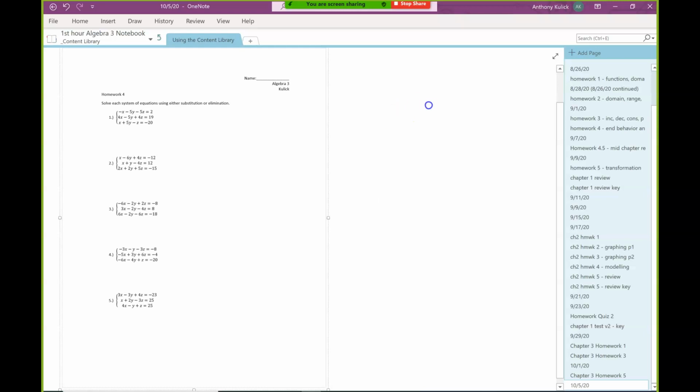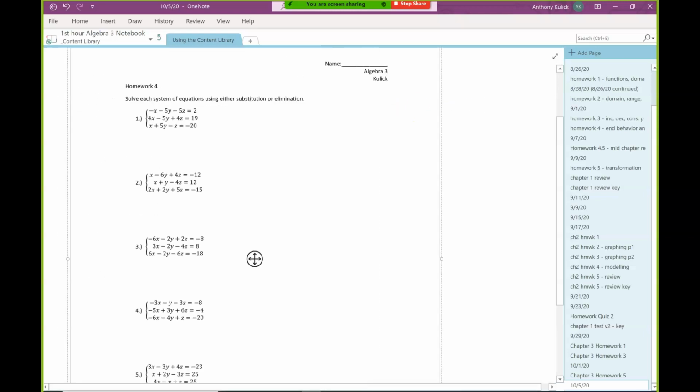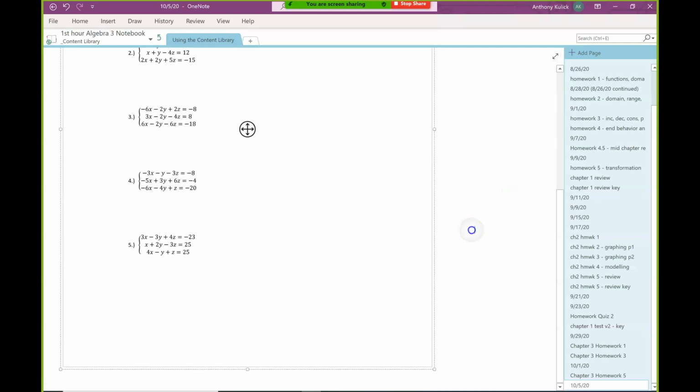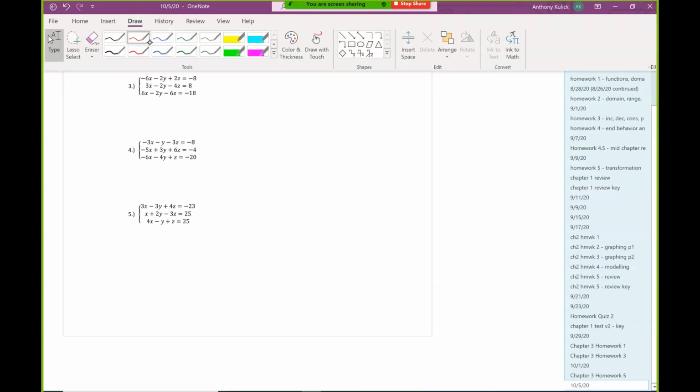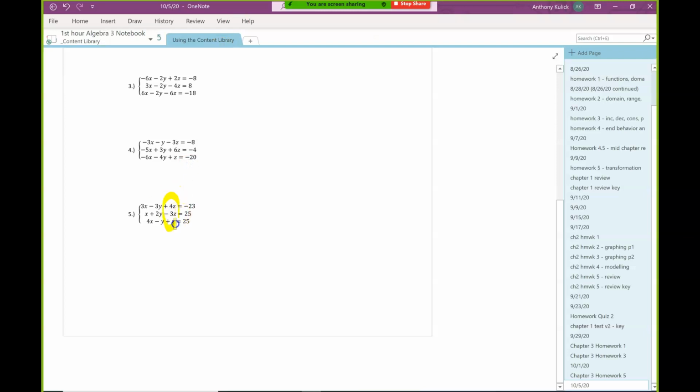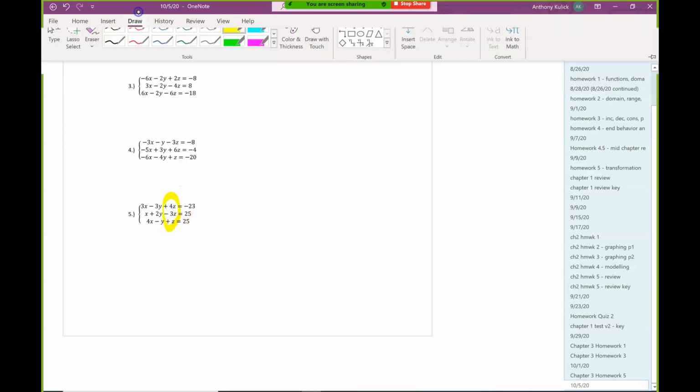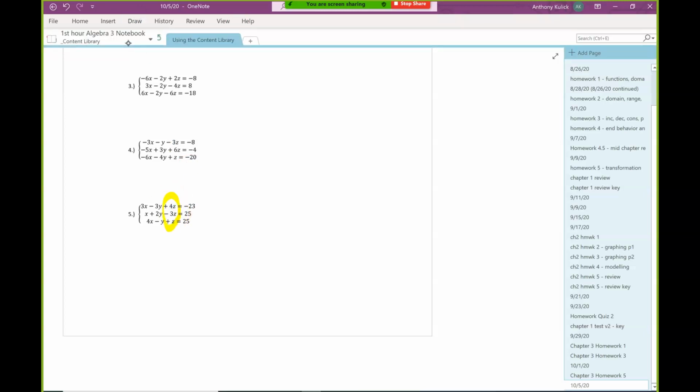Joe, did you do substitution or elimination for this problem? I tried to do elimination. Okay. And which variable did you try to eliminate first? I tried to get rid of the z's. The z's first. Okay. And what did you do to try to get rid of the z's? So that's where I got kind of stuck.